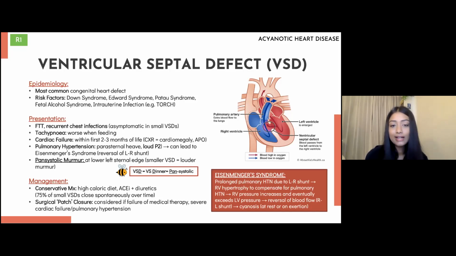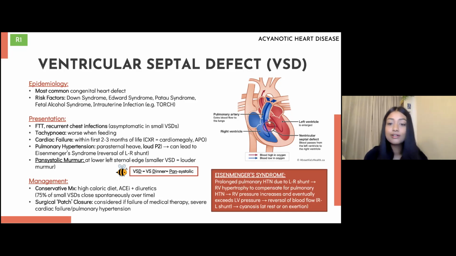So in congenital heart diseases with a left to right shunt, Eisenmenger syndrome is a possible complication. We're just discussing it in relation to VSDs, but keep in mind that this syndrome can occur with any acyanotic or left to right shunt heart disease. It occurs when there's prolonged pulmonary hypertension due to an increased left to right shunt. Because of this, the right ventricle has to undergo hypertrophy to compensate, and eventually right ventricular pressure slowly increases over time. And eventually it can also exceed the pressure in the left ventricle.